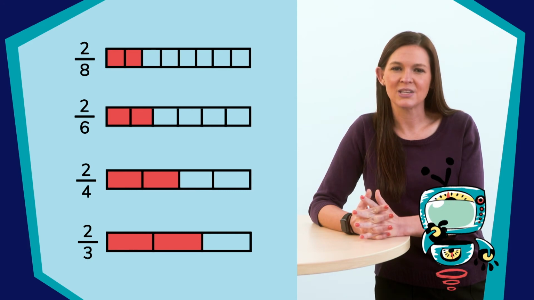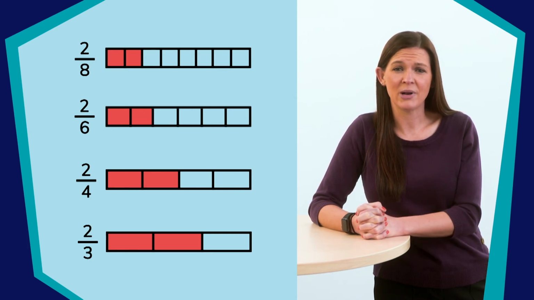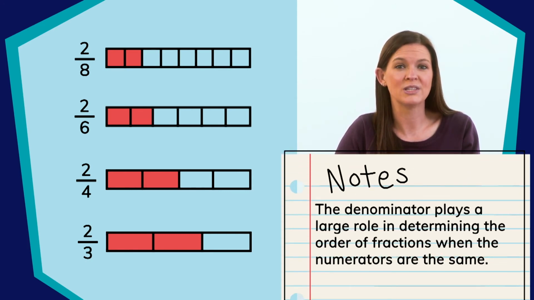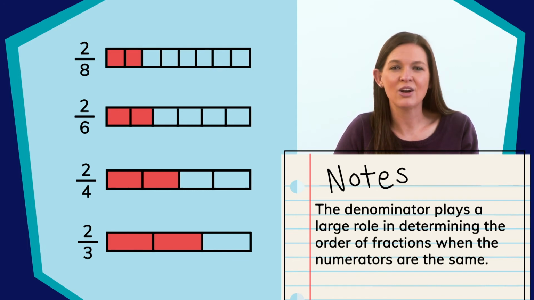Using the length models, it is easy to see that the denominator plays a large role in determining the order of fractions when the numerators are the same. What do you notice about the order of the fractions? I agree. The denominator is increasing, but the amount is decreasing. It's the opposite of what happens with whole numbers. I wonder why that would happen.